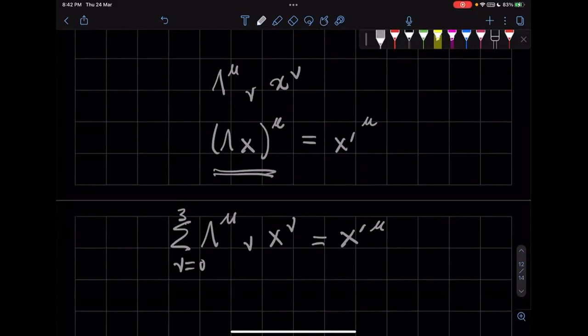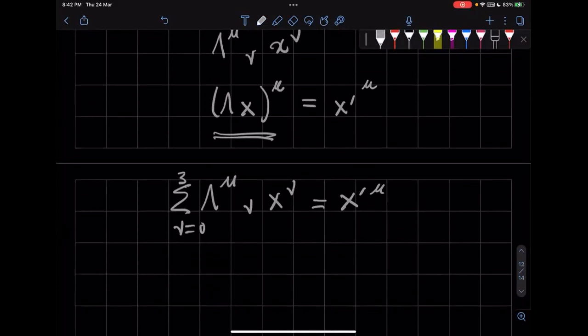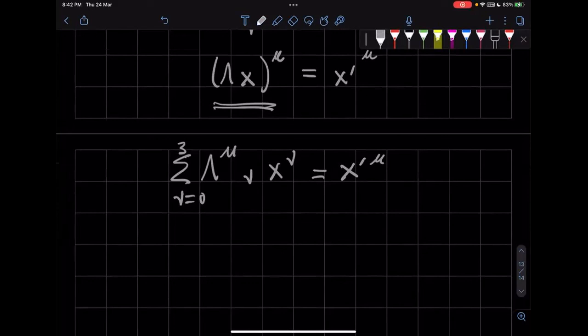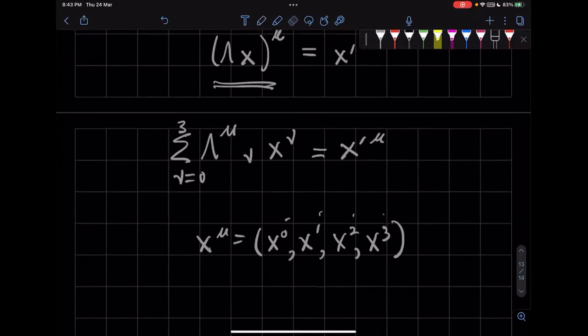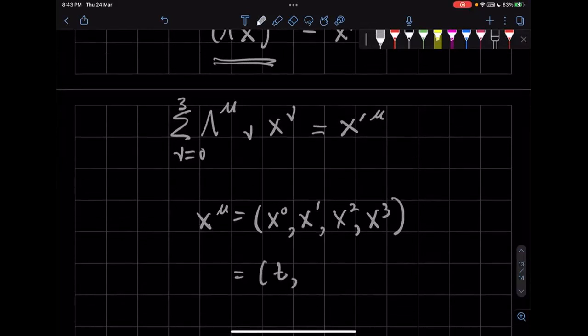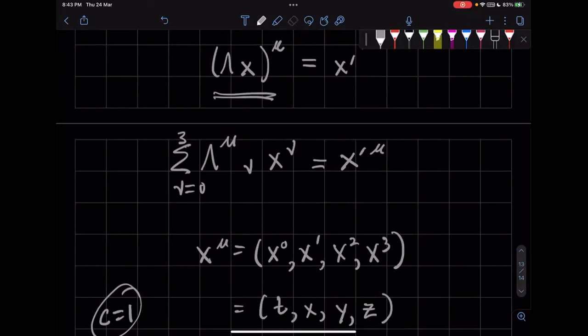The mu on top of x, does this mean there are new elements on that x? It means there are 4 elements. When we say x mu, we mean x0, x1, x2, x3. So mu takes the value of 0, 1, 2, 3. Okay, got it. And x0 is what we're calling time. We're using units where c is 1. If not, there would be a factor of c here, but we are not using that. And x1 is x, x2 is y, x3 is z, okay? Yes, because we are using the Einstein summation convention, we don't write that explicitly.